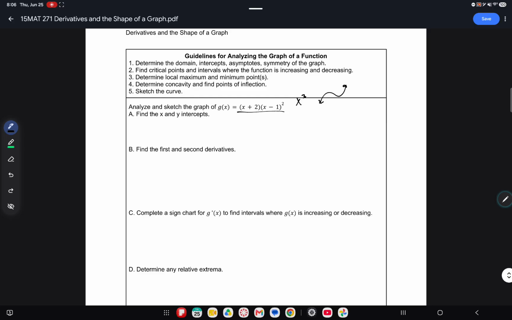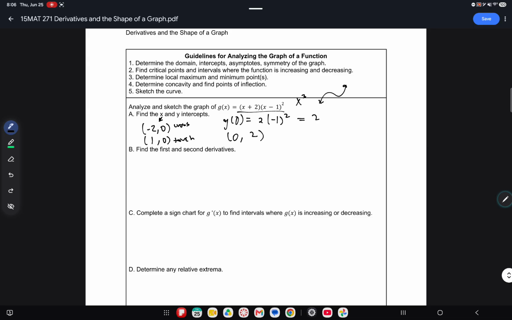So find any x and y intercepts. The x intercepts are the zeros of the graph, and it's already factored for us. So we have x-intercepts at -2, 0, and at 1, 0. And we cross here and touch here. The y-intercept is when x is 0. So that's going to give me 2, and then -1 squared, which is just going to be 0, 2.